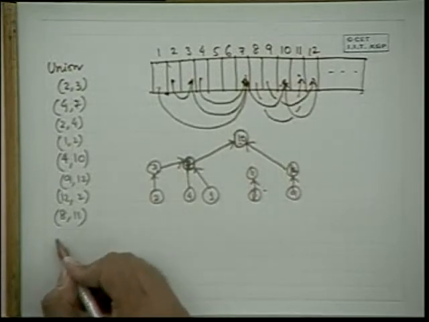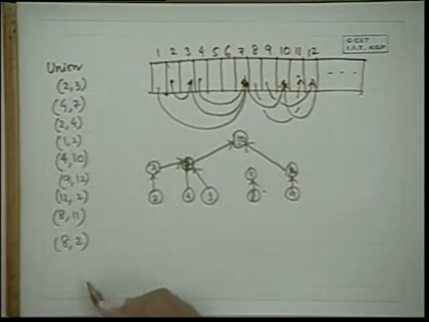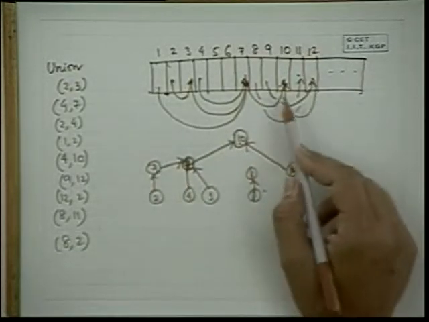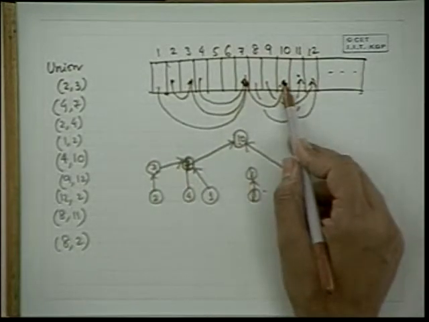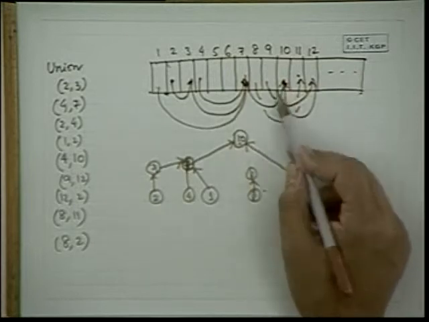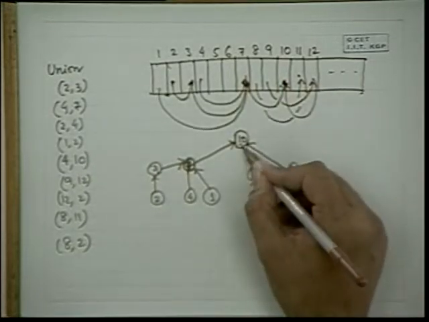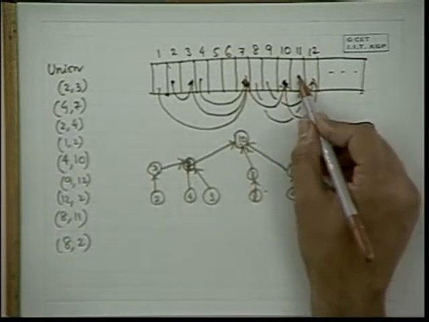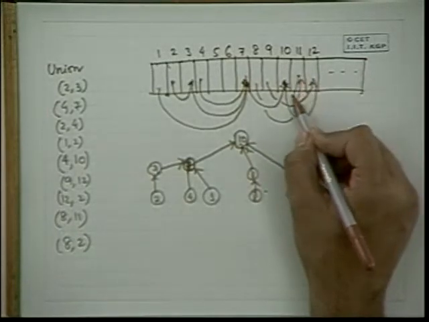Now suppose comes 8, 2. Now 8's root is 11. 2, we will traverse all the way and we will see 10 is the root. So basically we are saying 11 and 10 have to be joined. So we will make 11 point to 10. So 11 will now point to 10.